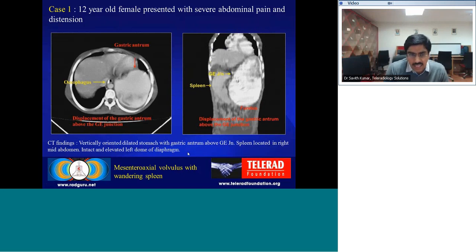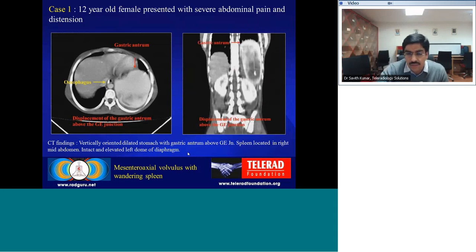Usually seen in children or a pediatric population, wandering spleen is an association with gastric volvulus, mainly the mesenteric axial volvulus. Here there is a failure of the fixation of the spleen and the stomach to the retroperitoneum, which predisposes to volvulus.